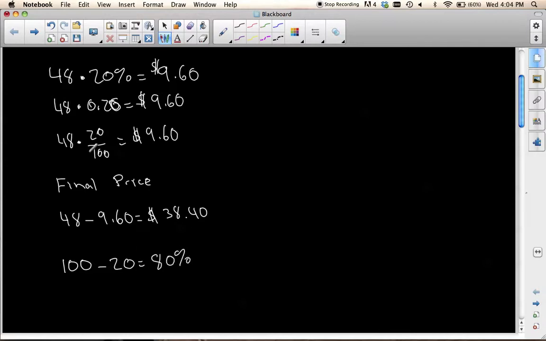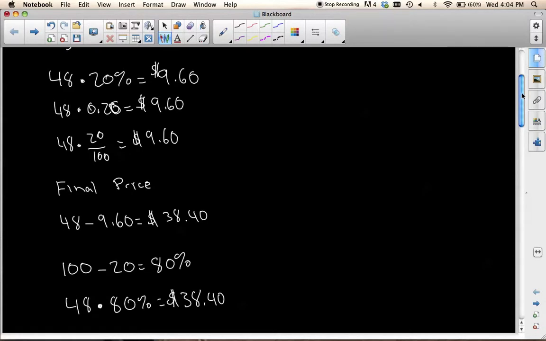So really, for my $48 item, I only have to pay 80%. So if I multiply 48 by 80%, or by 0.8, or by 80 over 100, it'll give me in one shot the same thing. I'll get $38.40. This is how I end up calculating rebate. This is how I calculate getting money back. And we all like rebates. Everyone likes getting money back. You go shopping, you find 20% off or 30% off, you're like, this is a really good deal.